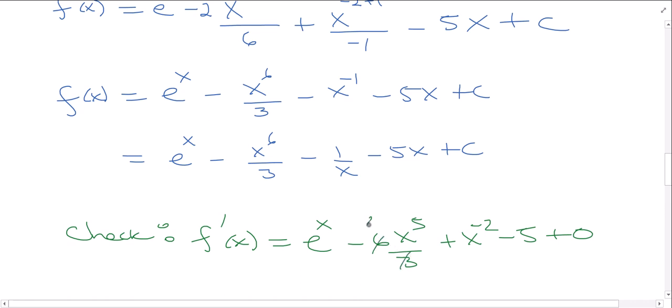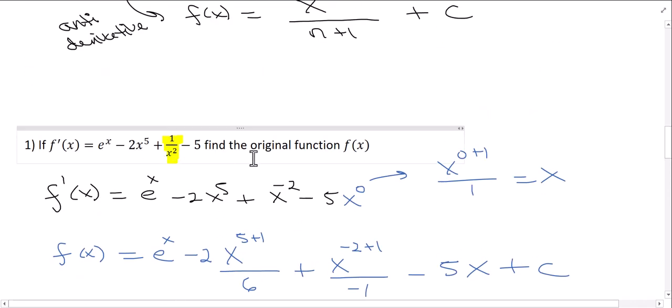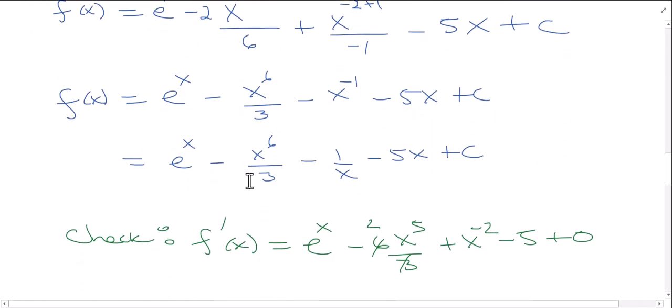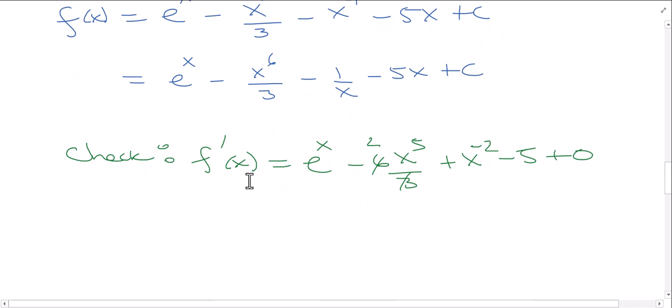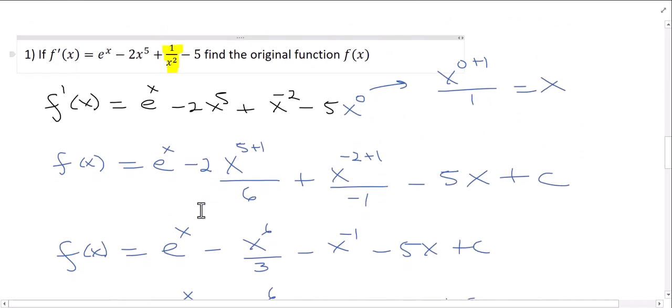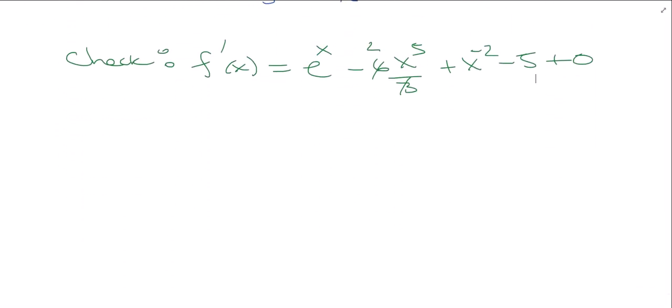6 divided by 3 is 2. So e to the x minus 2x to the 5th plus 1 over x squared minus 5, and that is what we started with. So that is one of the really, really nice things about antiderivatives: when you're done, take the derivative and see if it's your original problem, because that's how you can check it. All right, let's try another example.